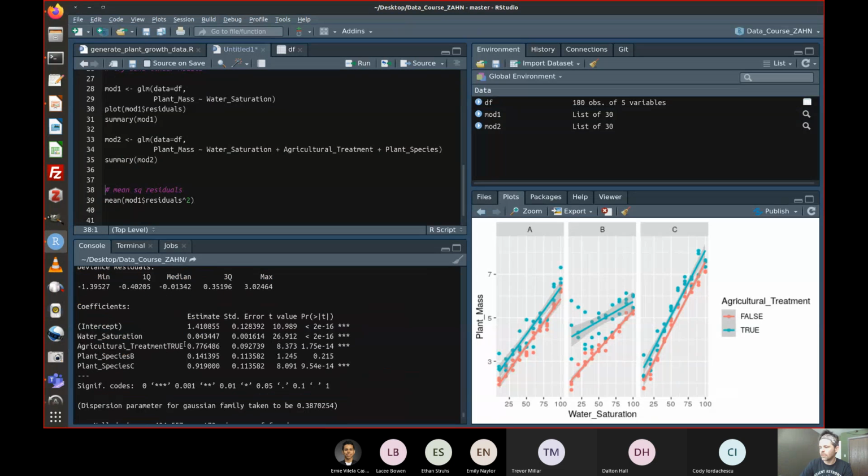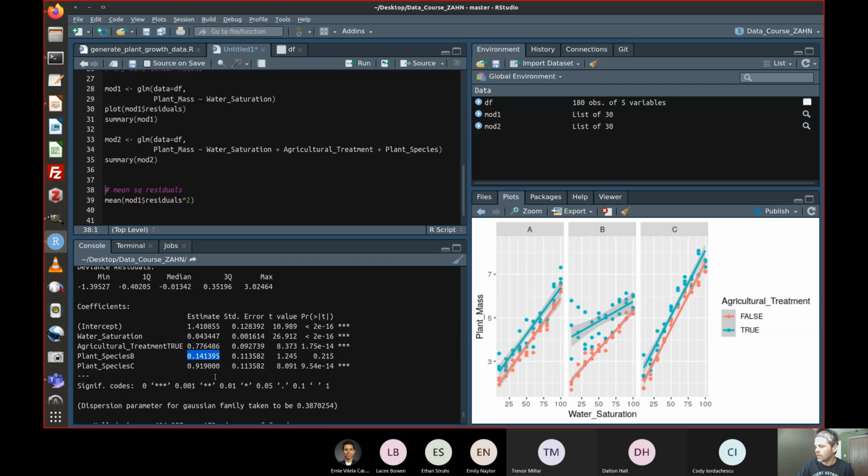Okay. But it's also given us some other stuff. It's saying the effect of the agricultural treatment being true is 0.776. What's that mean in non-jargon? Does that just increase plant mass by that value, regardless? Yeah, on average. Overall, it's saying the effect of adding the agricultural treatment is going to be an extra 0.77 grams of plant matter based on everything else. So we take our intercept, we add that, we do our slope, we look at water saturation, okay? We then say, if it's the true agricultural treatment, then we add this much to the final value.